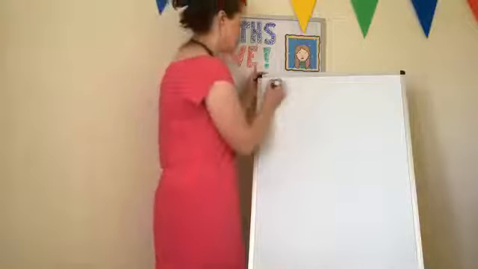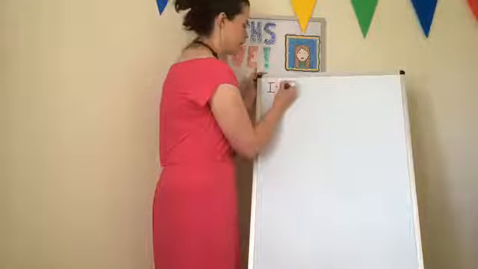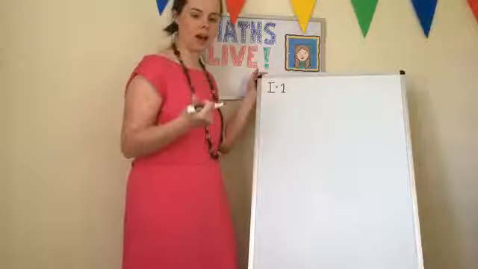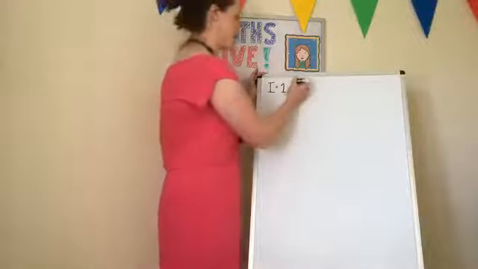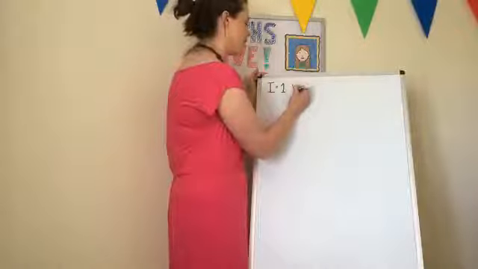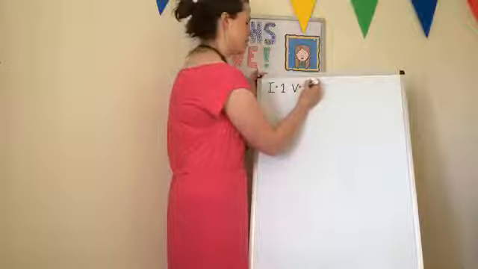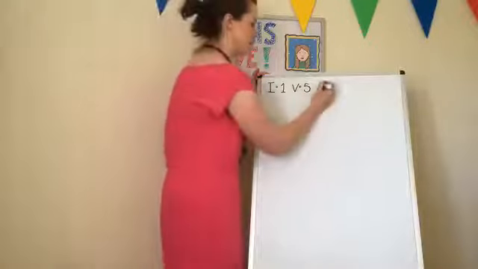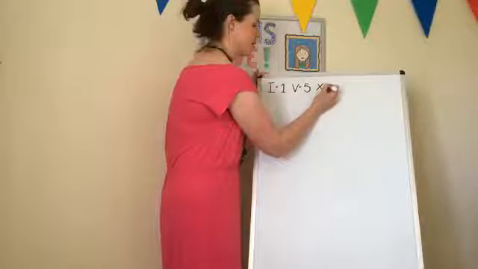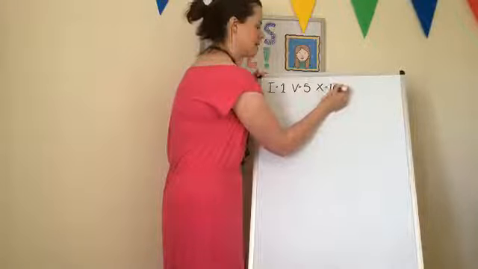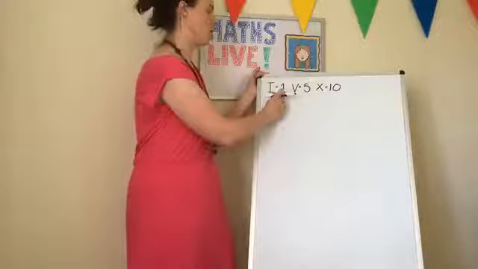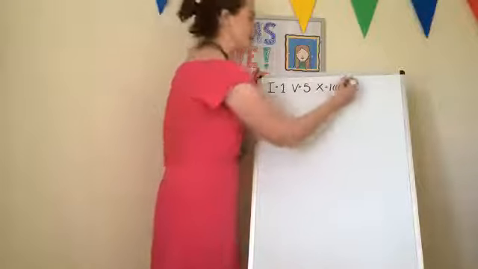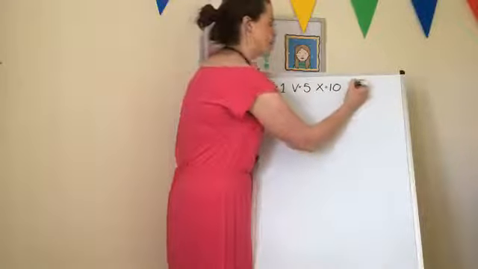The first one, I is 1. So, we've got I. Then, there's a new one. V is 5. And then the next one, X is 10. So we've got 1, 5, 10. The next one, which is easy to forget, is 50, and that's L.